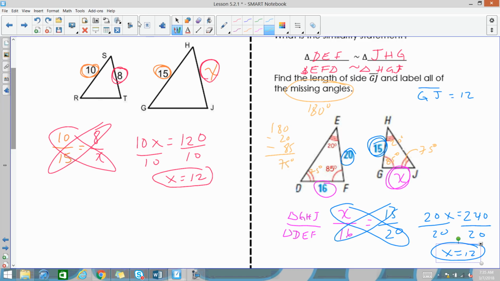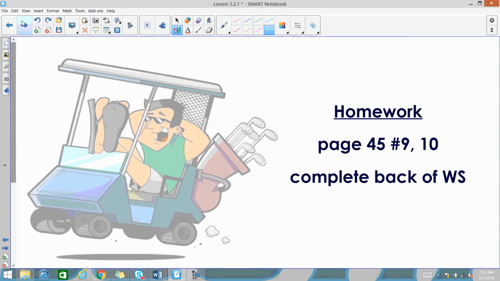All right? All right, your homework tonight is page 45. I would like you to do 9 and 10, and then I want you to complete the back side of the worksheet, okay? So really, it's only 4 problems, all right? But 9 and 10 are a little brutal, but please try your hardest, use your distance formula, and look back at this video lesson if you have any questions.